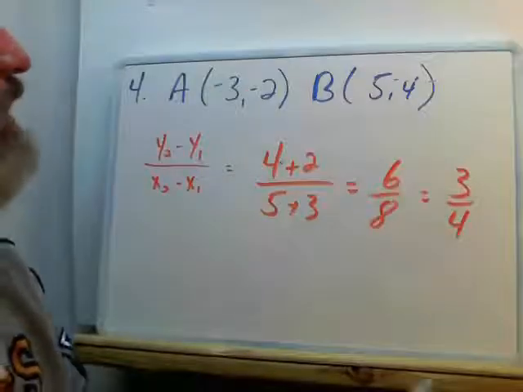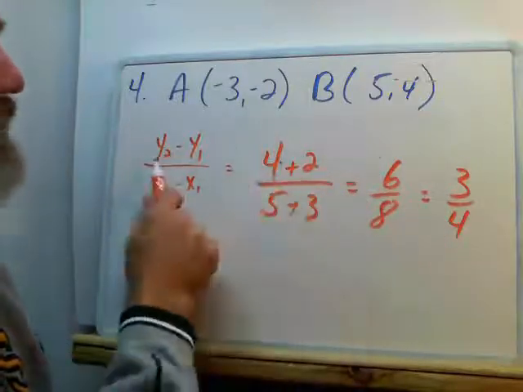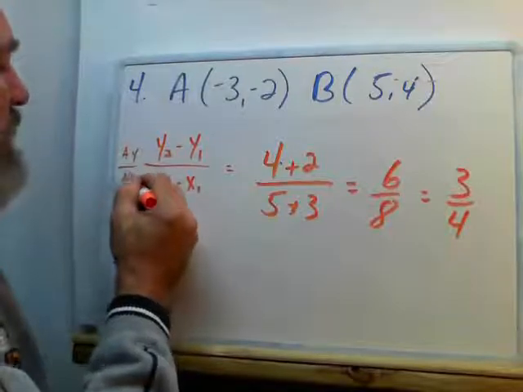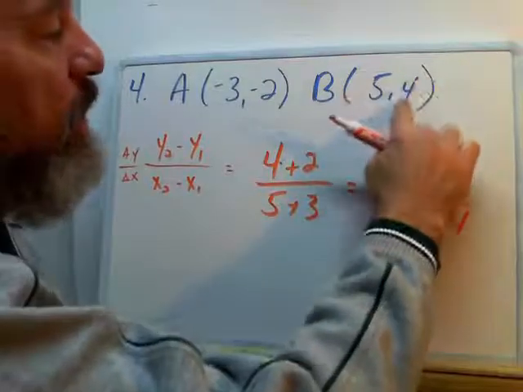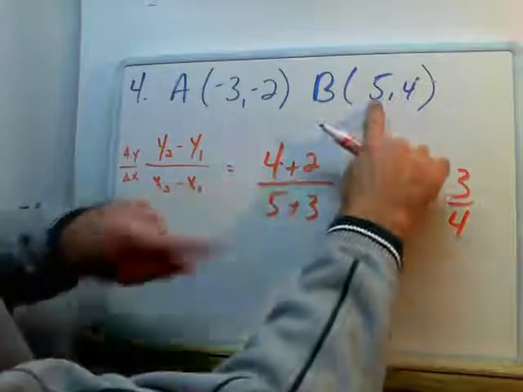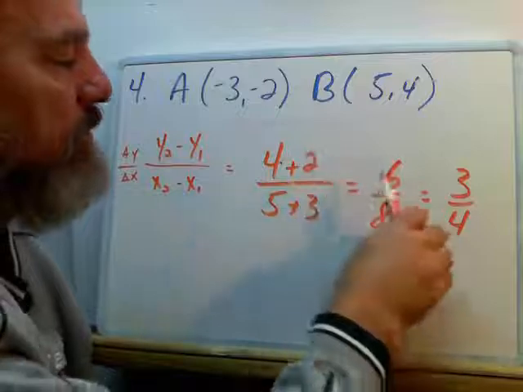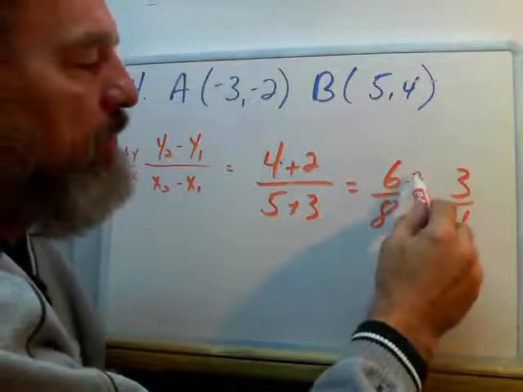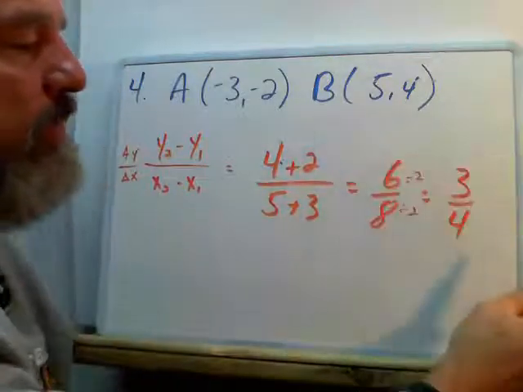Problem number 4. We have 2 points, point A and point B. So we're going to do the change, or we could call this change in y over change in x, because that's really what this is. But we're going to actually use the values. So we're going to use 4 minus negative 2 as a 4 plus 2. 5 minus negative 3 is 5 plus 3. And we get 4 plus 2 is 6, 5 plus 3 is 8. And we see right away we can divide both of these by 2. And we get 3/4 as our final slope.